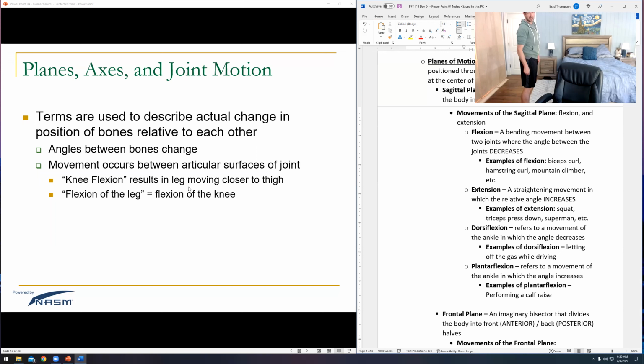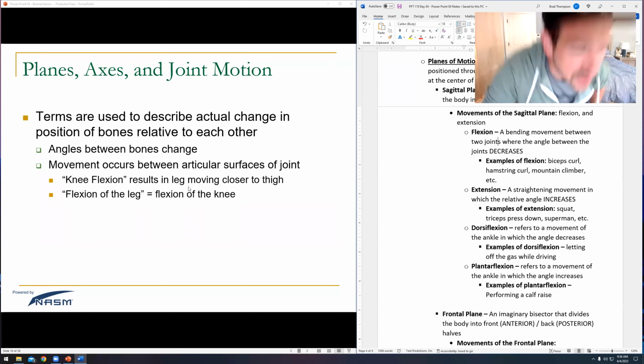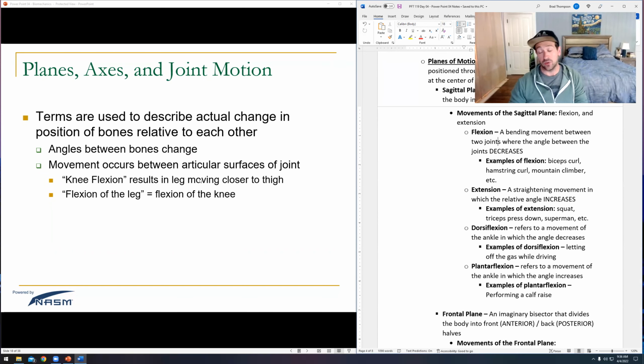But the angle, it's 180 right now. Now the angle is what? Probably 45, maybe 30. I don't have a protractor on me, but there we go. The angle's decreasing. There it is at 90, 180. So if the angle's increasing, if I go from 45 up to 90, up to 180, that's extension. Those are two of the movements that take place in the sagittal plane, and probably two of the most common.